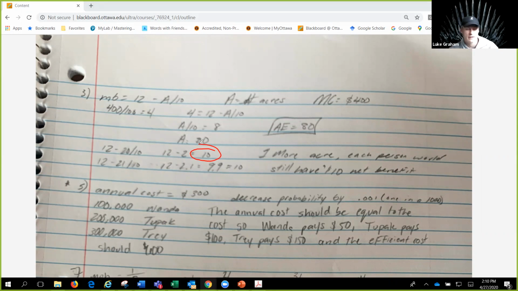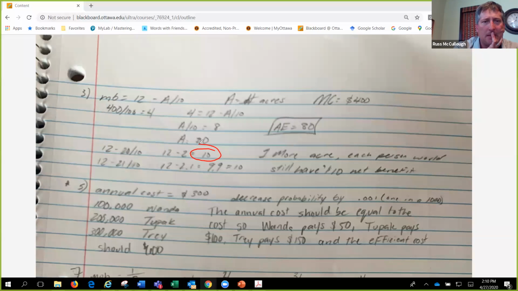And then I just pretty much put in what they said the answer was, with the one more acre getting $10 benefit still. I got 9.9, and it's basically estimated that'd be 10. Okay, so I think the only thing you're missing here is why it goes down from 10 to 9.9. So is that making me worse off if I go from 20 to 21?